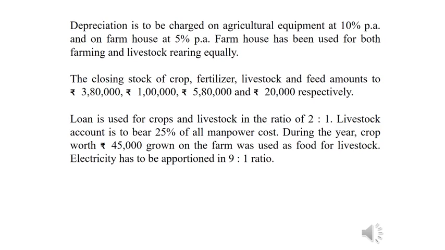So respective category, we have to put this closing stock under it. Crop, fertilizers will find place under crop account. Livestock and feed will find place under livestock account. Okay, feed will be used to feed the livestock.